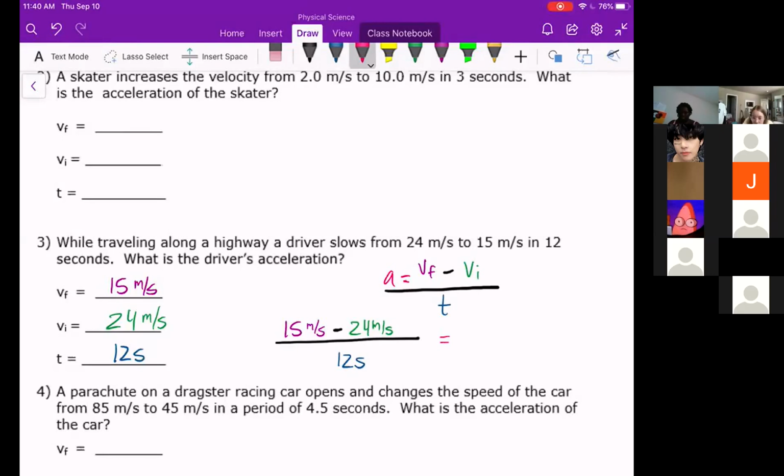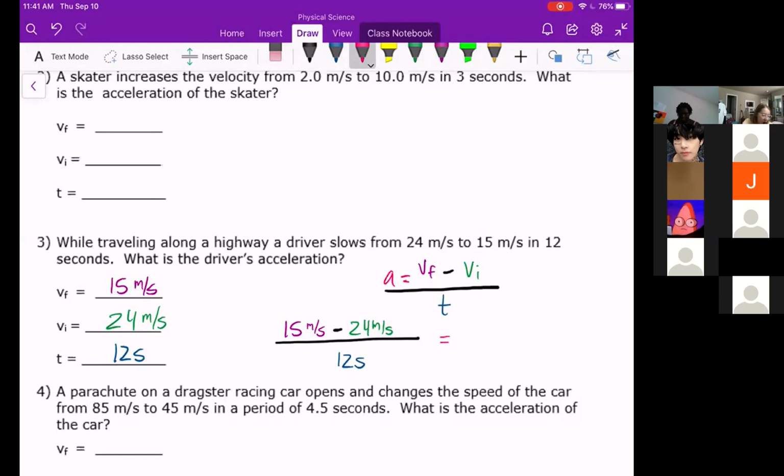Just as a heads up, everyone should have a negative answer. Okay, negative answer. All right, Lena, I'm going to come back to you. Who has an answer for me? Okay, what you got, Jalen? For the top, you get -9. And then when you divide -9 by 12, you get -0.75.